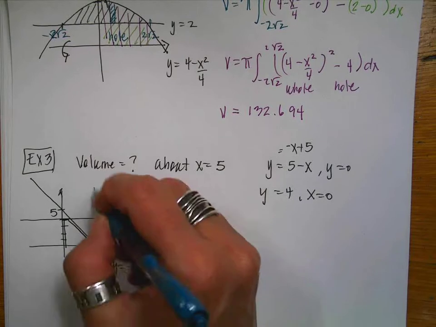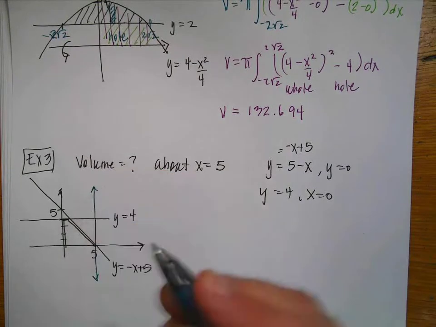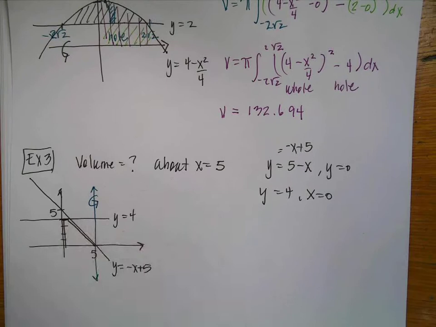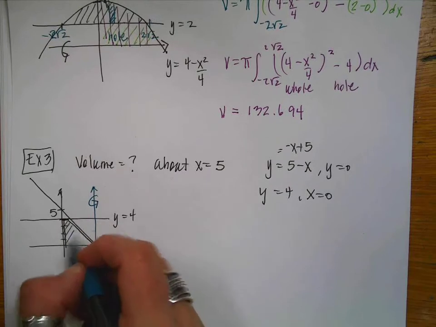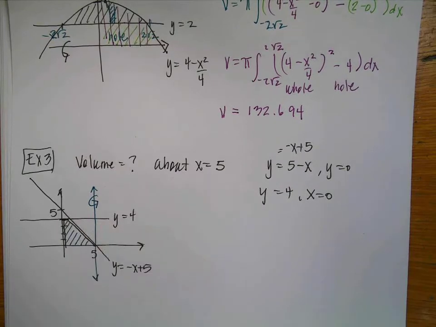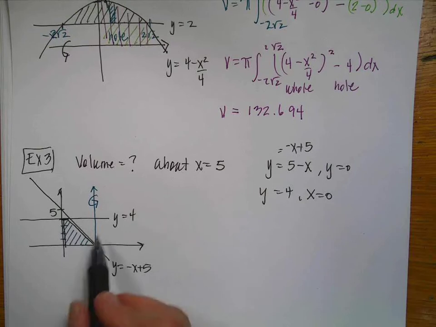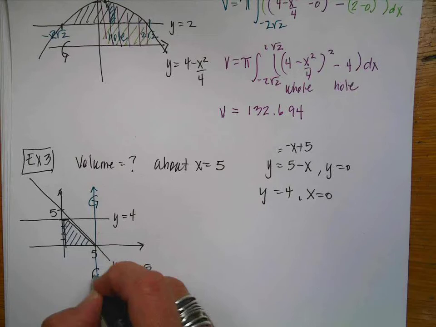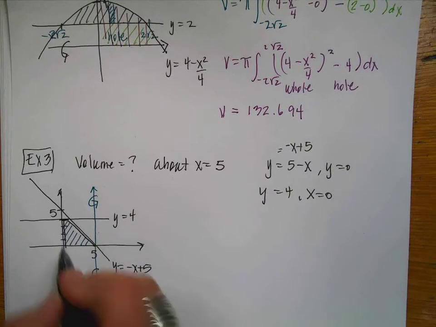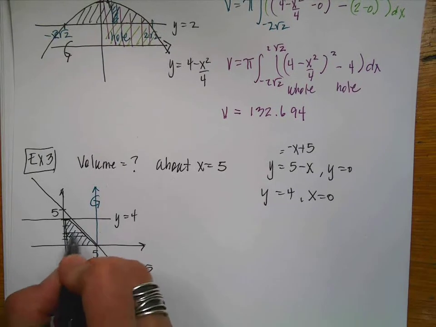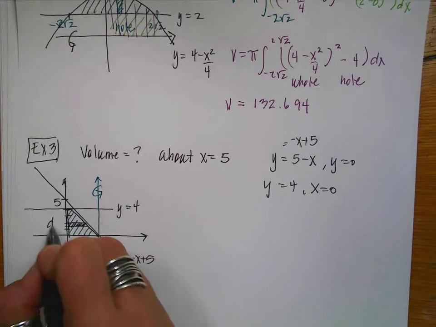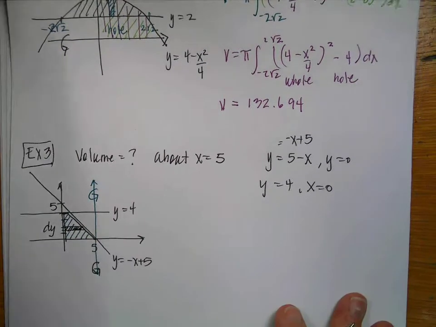And I'm going to do it in a different color. I'm revolving it about the line x is equal to 5, and there's where I'm revolving. So here's my cool little truncated triangle. It's kind of a trapezoid. It is a trapezoid. And I'm going to revolve that about a vertical axis. So there's what I'm revolving about. And that means that I'm going to have a dy.